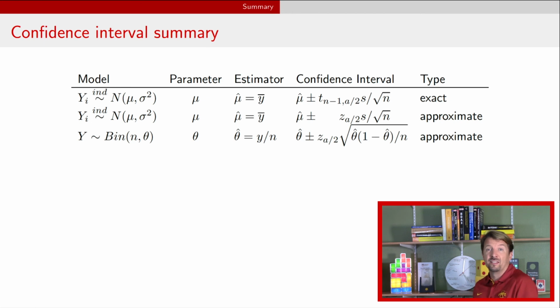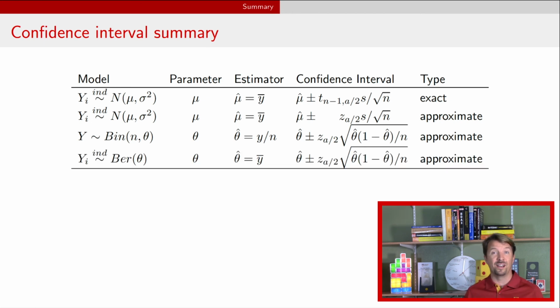I didn't talk about it in the slides here and in the video, but you can also do a similar thing for a set of independent Bernoulli random variables with a common probability of success. Right? So now, because the Bernoulli is just zeros and ones, the average is the estimator of that population proportion. And once you have that, then the formula looks identical to the formula for the binomial model. So the only difference between the two is that the binomial is the sum, whereas the Bernoulli is zeros and ones.